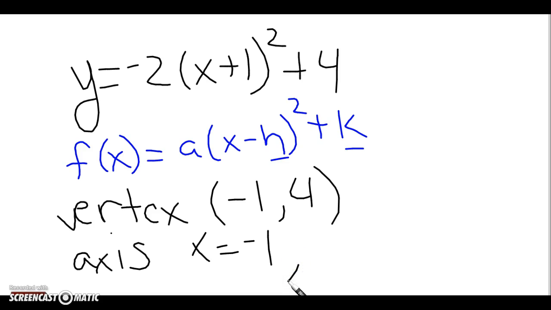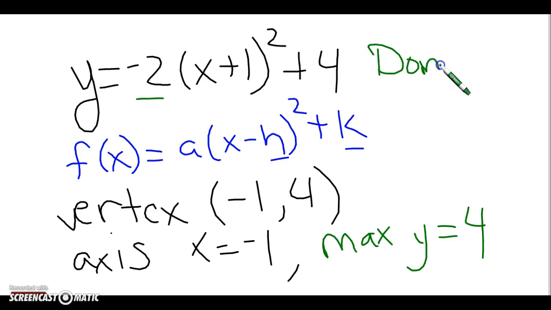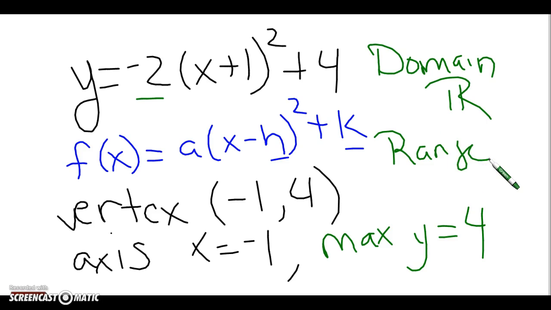What else do they ask me for? Oh, minimum or maximum value. Well, because this a value is negative, less than 0, this is going to be a maximum value. So max is y equals 4. So I know it's going to be flipped upside down and have a maximum value. Domain is always all real numbers. That's the symbol for all real numbers. And the range, since we have a maximum of 4, my y has to be less than or equal to 4.